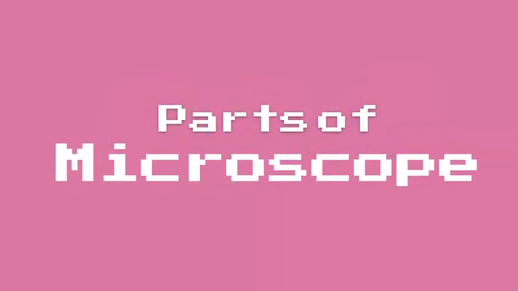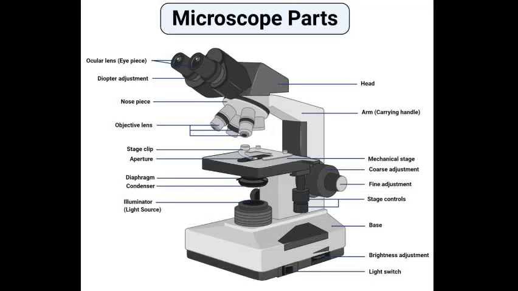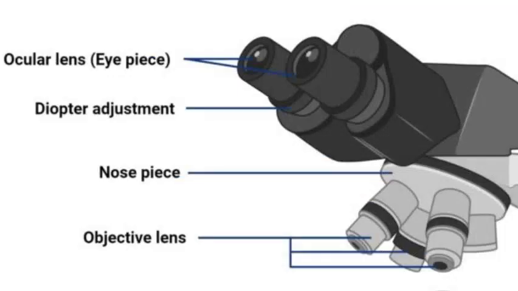And finally, we're going to move on to the parts of a microscope. And the type of microscope that we'll be looking at is the compound microscope. Let's start with the top part, which is the ocular lens, where the viewer looks through to see the specimen. It usually contains around a 10 times up to 15 times power lens.